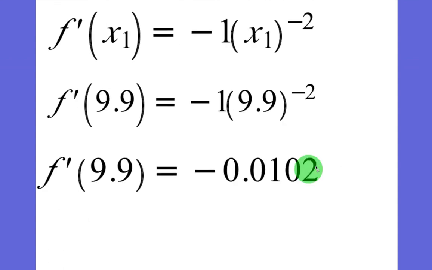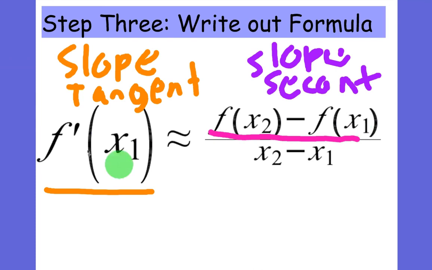So this also involves taking the derivative. Now since x1 is 9.9, we're going to take the derivative at 9.9, and we're going to get negative 0.0102. So that will give us that part of the formula that we need in order to isolate the top here or figure out what this change in f is. We already know what x2 minus x1 is, so we have everything we need except for the top here.